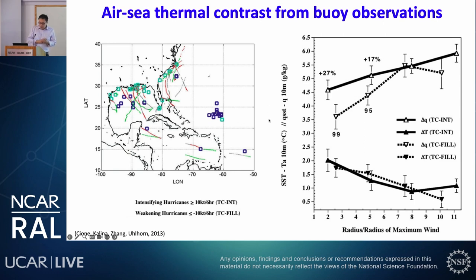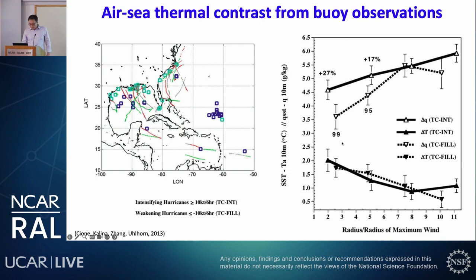I want to show you a paper led by Joe Siang. In this paper, we analyzed about 15 years of buoy data. We look at the air-sea thermal contrast from these buoy observations. The left-hand side shows the buoy locations and the hurricane tracks. On the right side, the y-axis is the air-sea thermal contrast, SST, the sea surface temperature, minus the 10-meter temperature, and also the air-sea humidity contrast, QSST minus Q10. We compared the radial distribution of these two quantities for intensifying and weakening storms. For intensifying storms, the 6-hour intensity change has to be greater than 10 knots. For weakening cases, the 6-hour weakening has to be larger than 10 knots too.